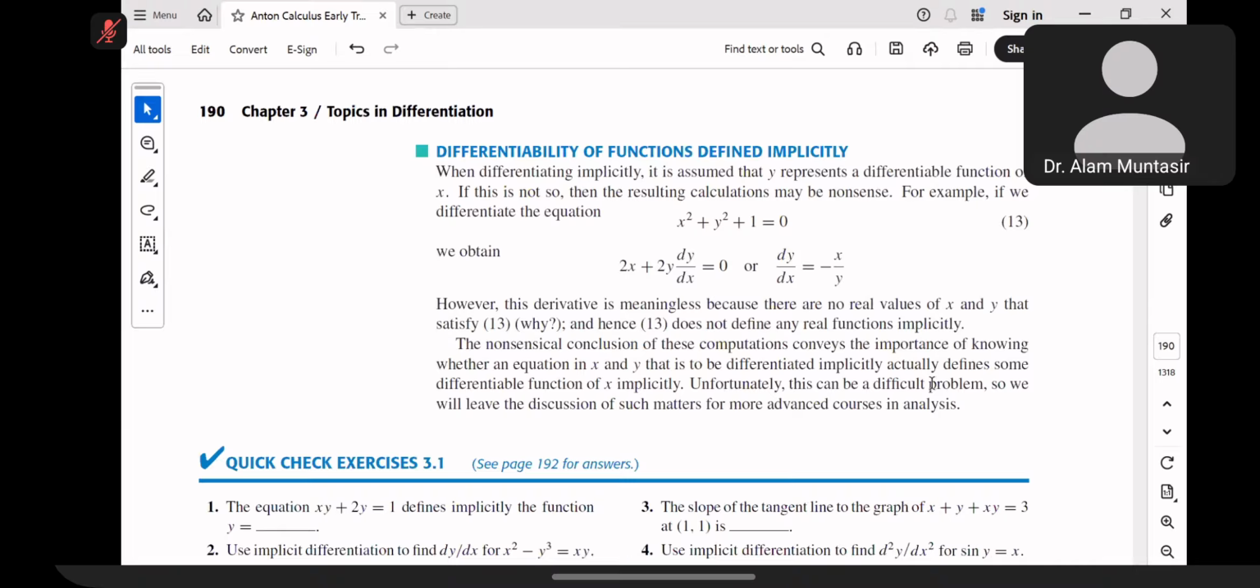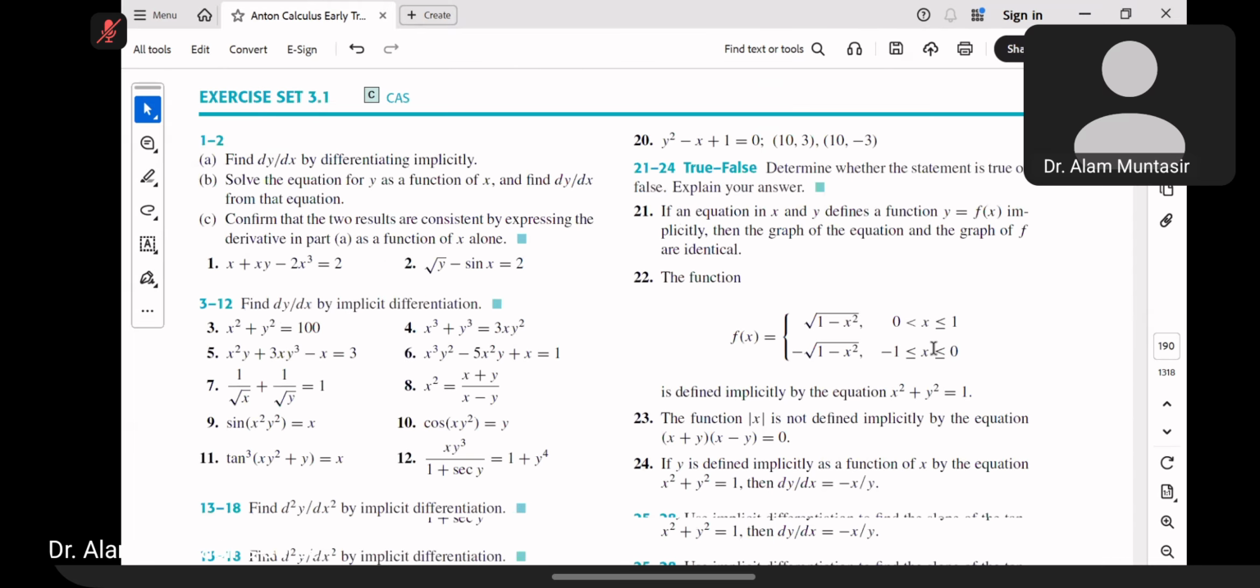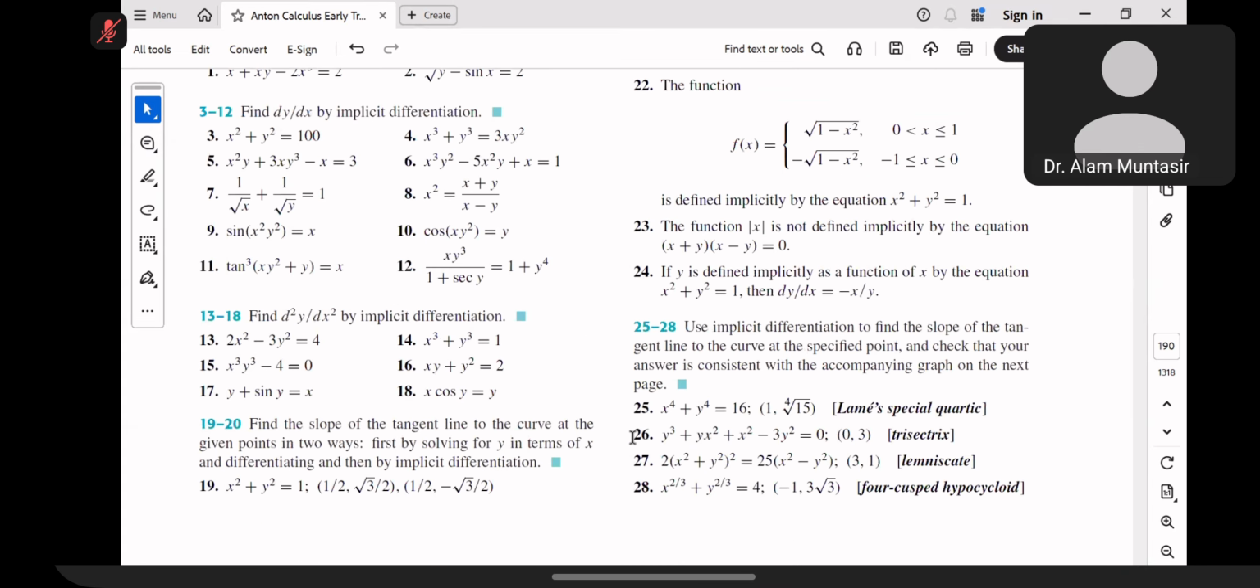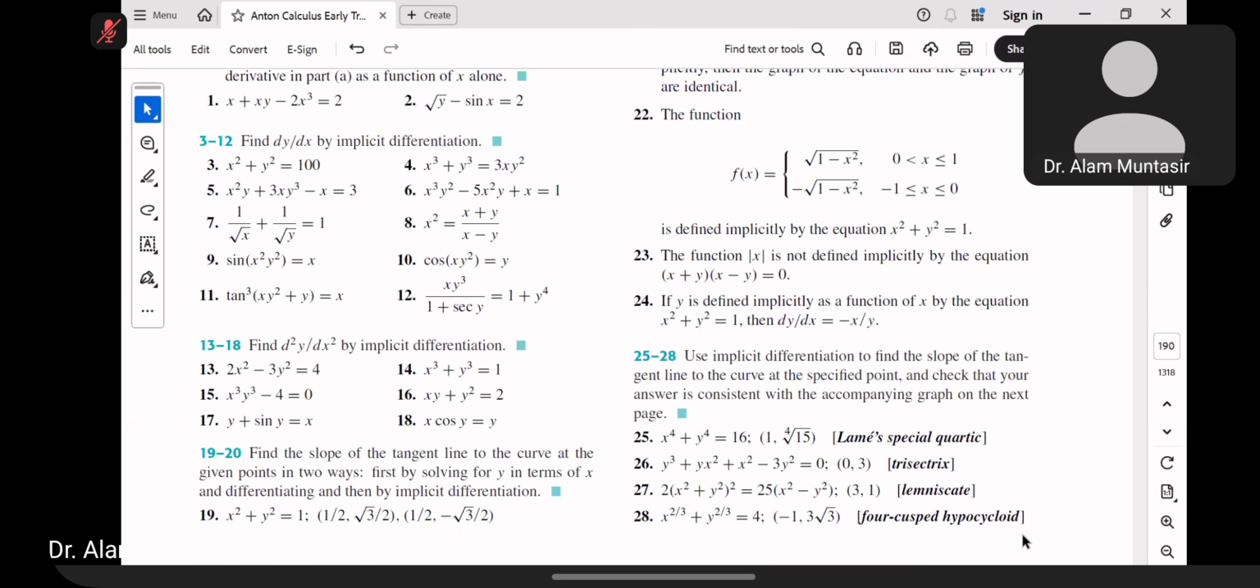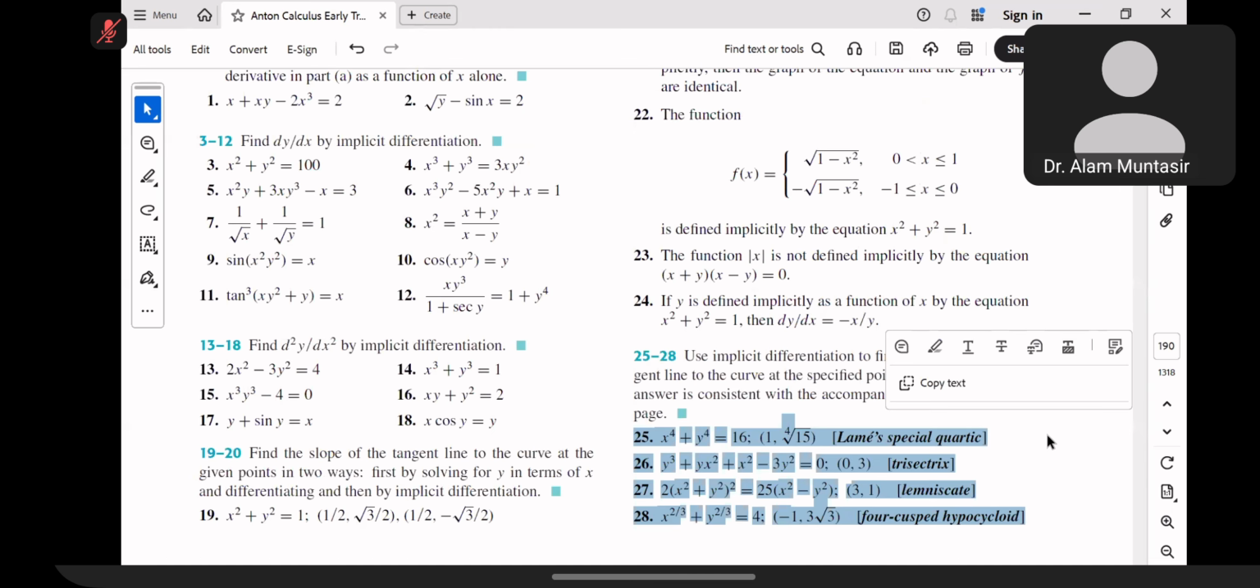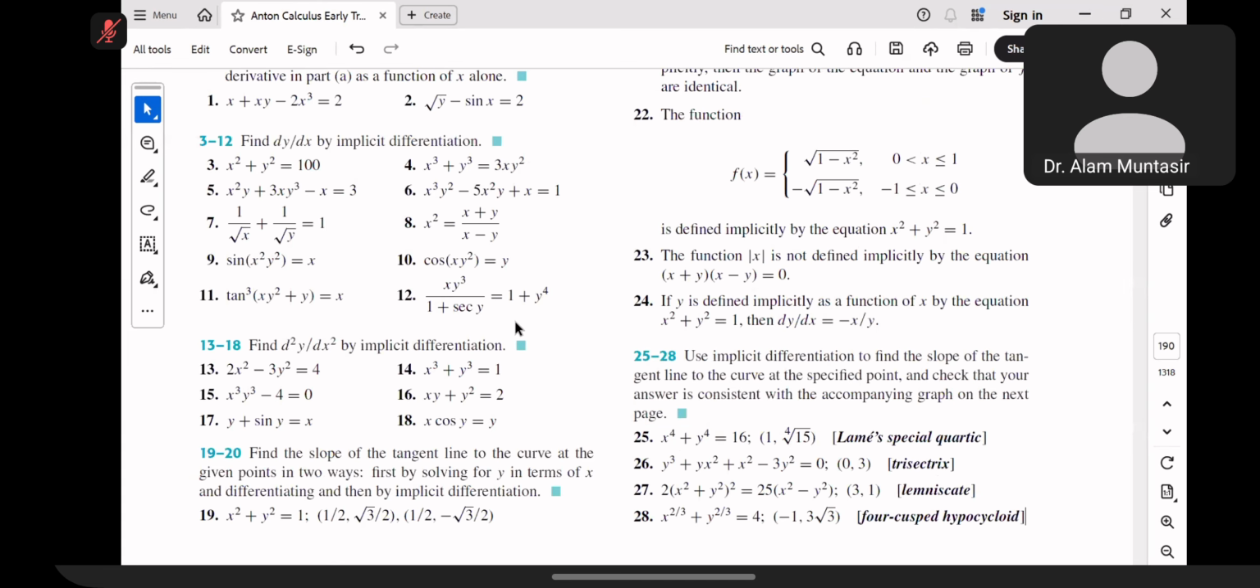Okay, so this chapter is done. Very simple chapter, and recommended problems from this chapter are 25 to 28, these 4 problems. But if you have any confusion regarding implicit differentiation, then you must solve problems from 3 to 18. Solving problems from 3 to 18 will help you boost your confidence regarding implicit differentiation.